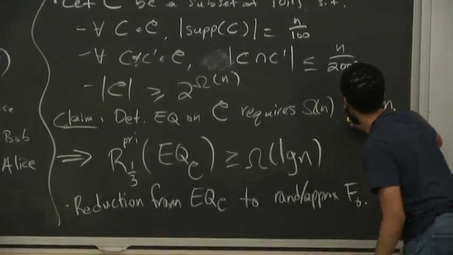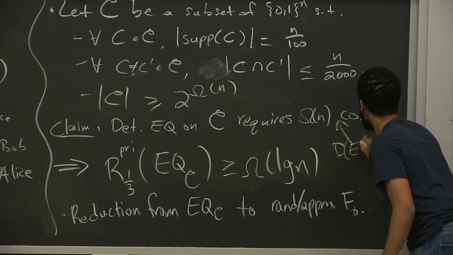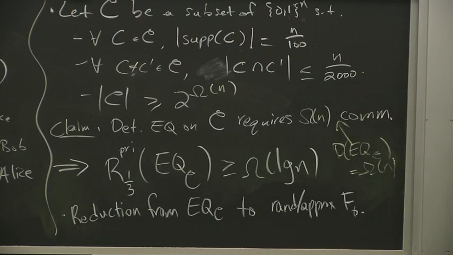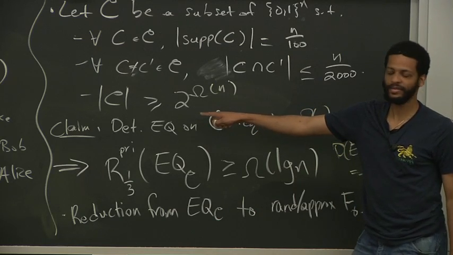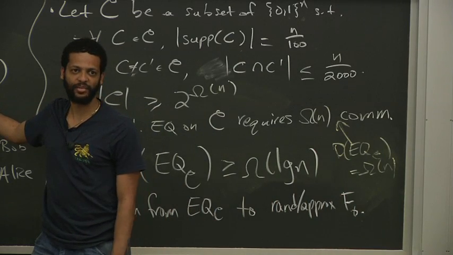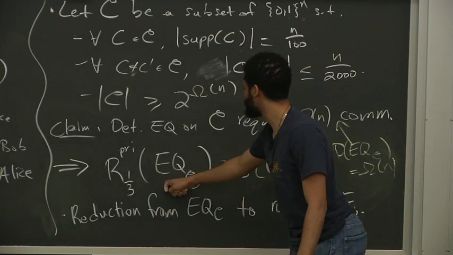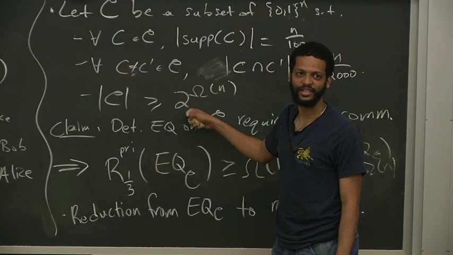So what I'm saying here is that the deterministic complexity of xc is omega n. The deterministic complexity of xc is log the size of C by pigeonhole. But then the randomized complexity is always at least log of the deterministic complexity with the private coin model. So in fact, the randomized complexity of xc is at least log of the size of C.